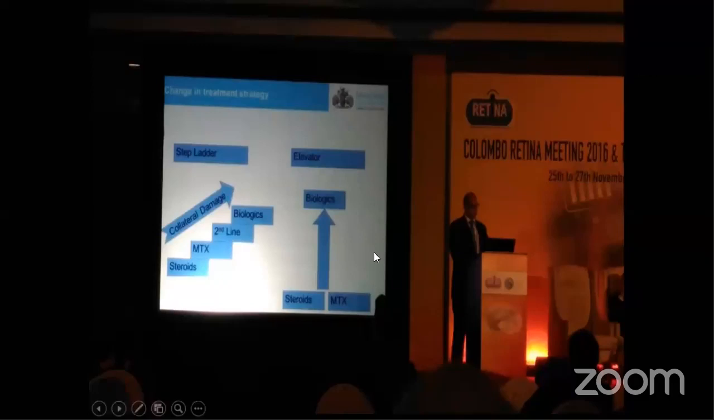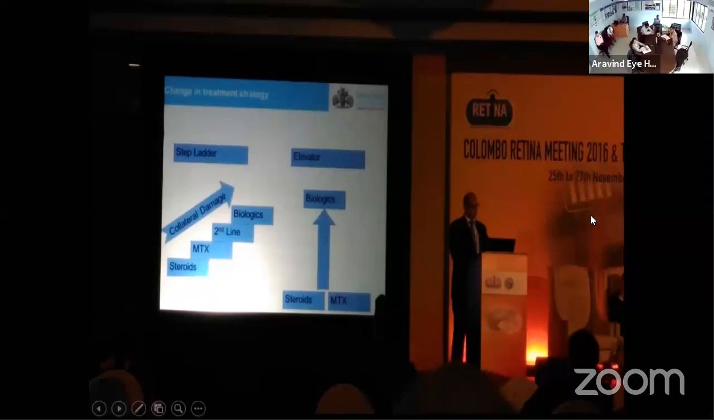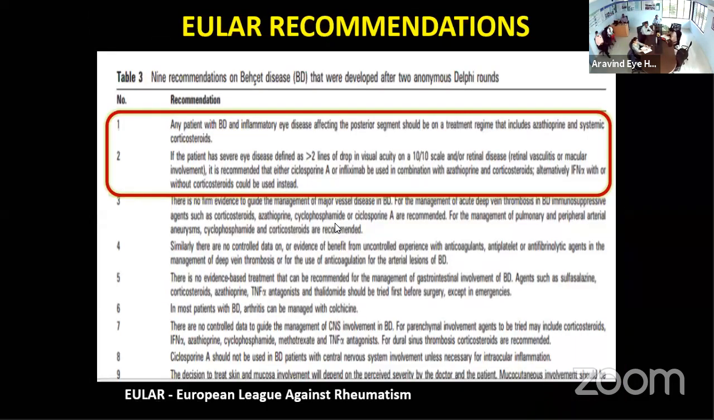We attended the Colombo Retinal Meeting 2016. They postulated first that we need to change our treatment plan in Behcet's: directly use the elevator, don't climb each stair, directly go with the biologicals as the first line of management. Of course, this has its own limitations in our Indian scenario. We'll discuss it towards the end of the class.